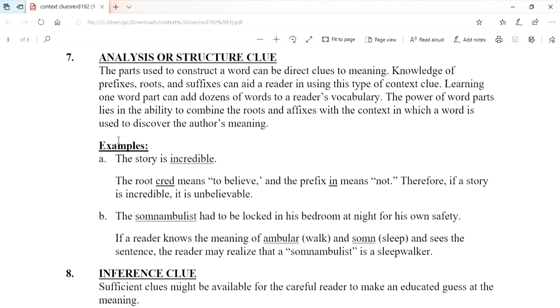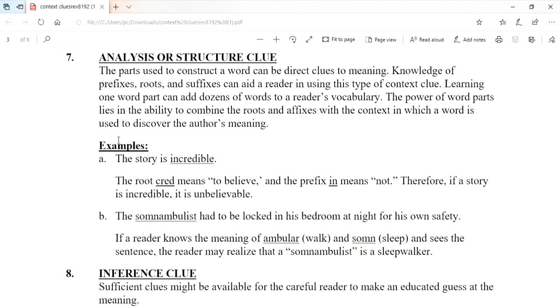The power of word parts lies in their ability to combine the root and affixes with the context in which a word is used to discover the author's meaning. What is basically stated here is that if we know words and their prefixes, and suffixes like ly, able, and tion, we can form words from those parts.